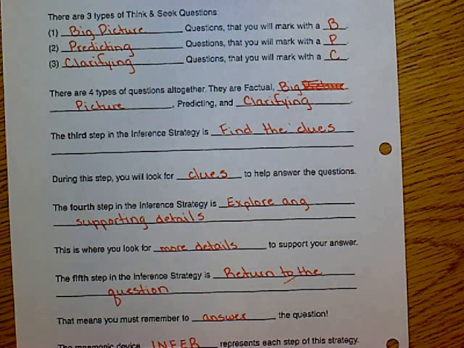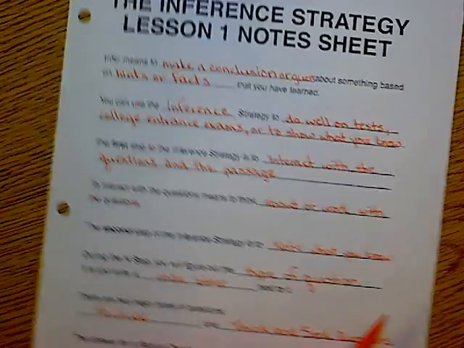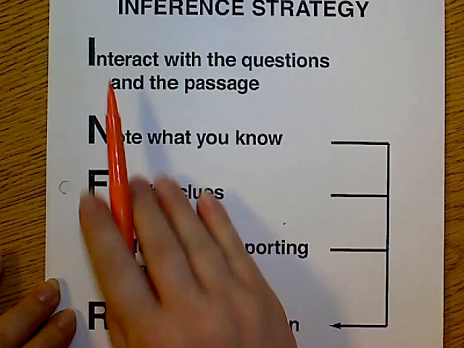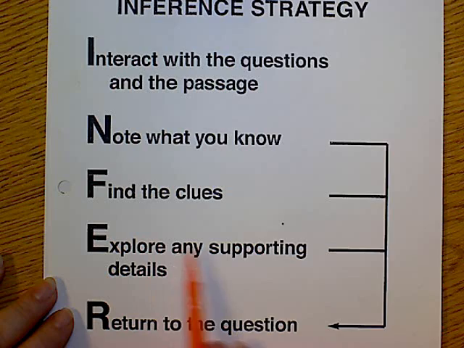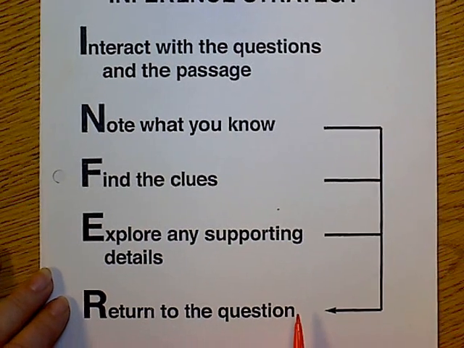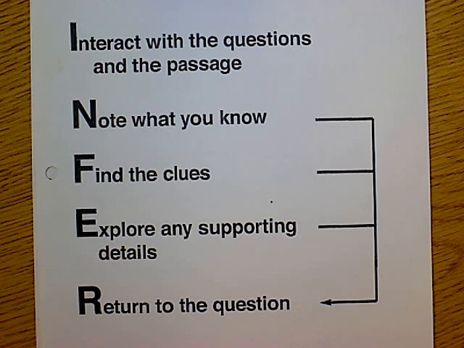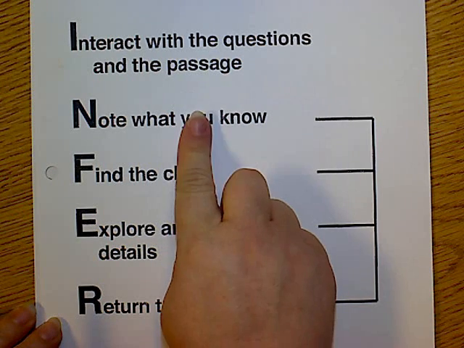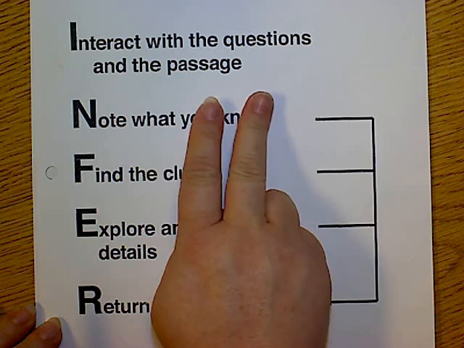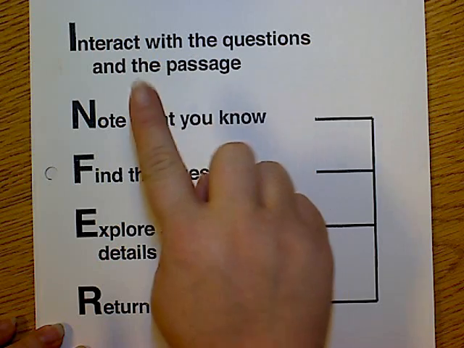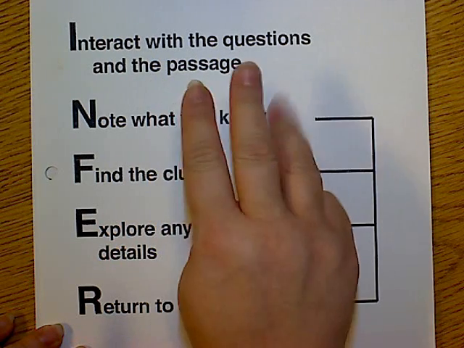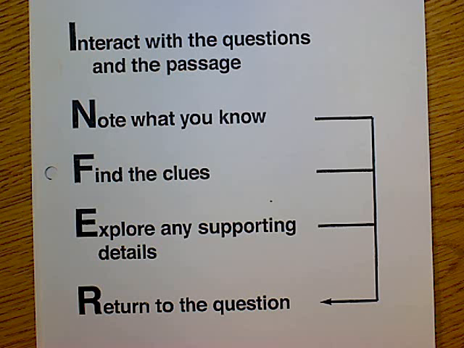Alright, so let's review what we know about the inference strategy so far. We need to interact with the question and the passage, note what we know, find the clues, explore any supporting details, return to the question. Now, I'm going to run into 2 types of questions: a factual question or a think and seek question. When I have a think and seek question, it's possible that I'm going to run into 3 different types: big picture, predicting, and clarifying. Those are my 3 types of questions.